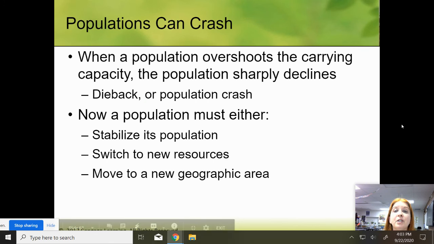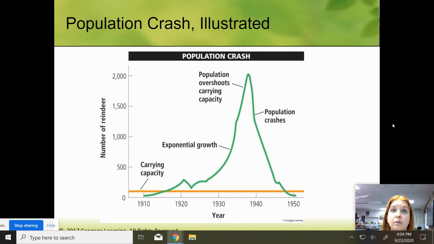So understand populations can crash, especially when they massively overshoot that carrying capacity. Once you go over, you have that dieback or population crash. So it's got three options. It can stabilize the population, it can switch to a new resource, or it can move. We've talked about these things before with other topics. Once again, if you're stuck in an area, either figure out a way to make that population work, find new resources, or go somewhere else and use those resources.